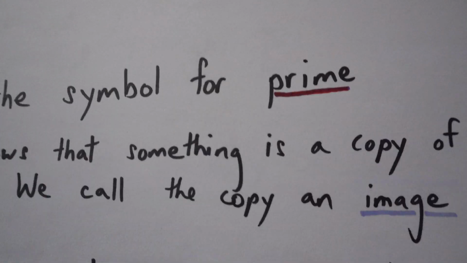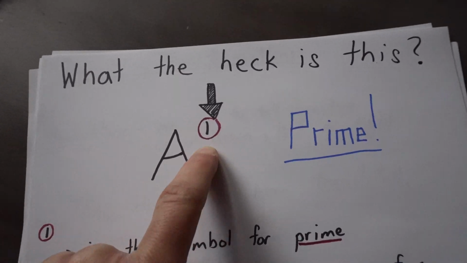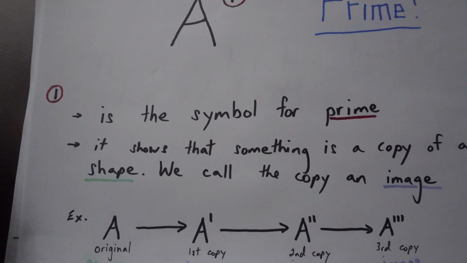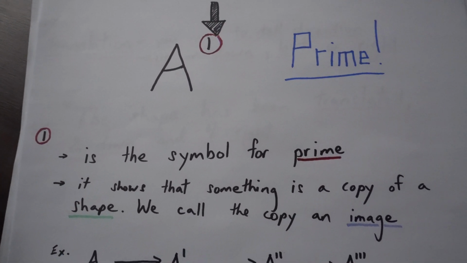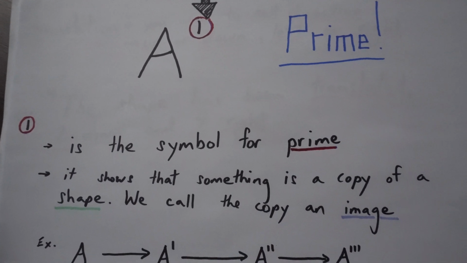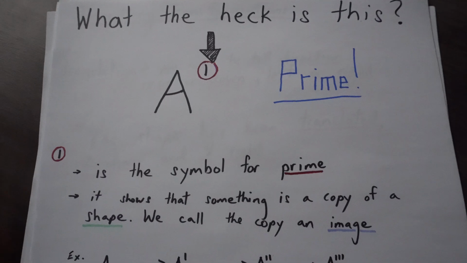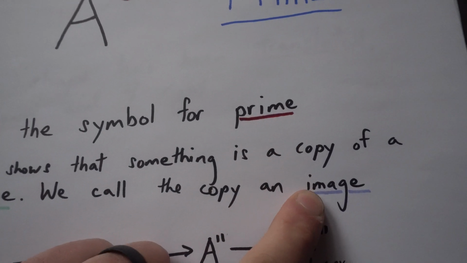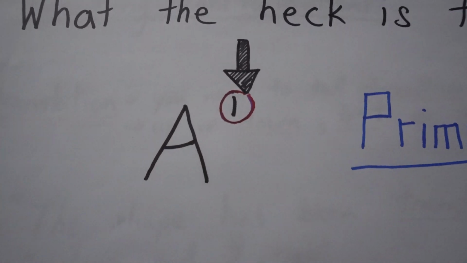But what the heck is this? That simply is prime. This little tick mark is the symbol for prime, and what that shows is that something is a copy of a shape. When we copy a shape, instead of saying shape number 2, we call the new shape an image. So this shows that something is an image. If you see that, it's not an original, it's a fake.